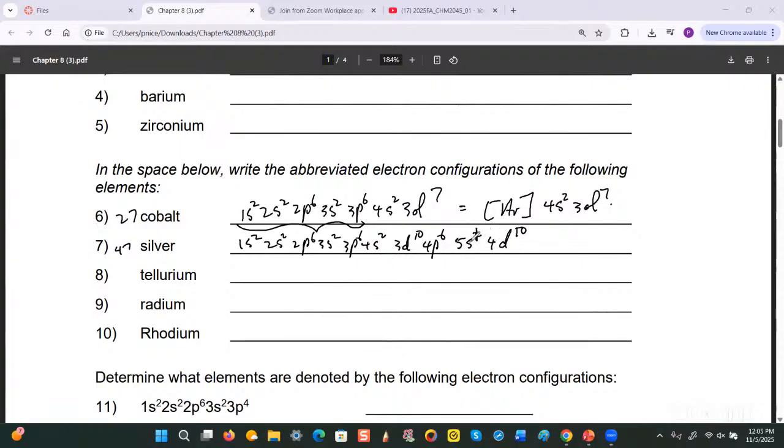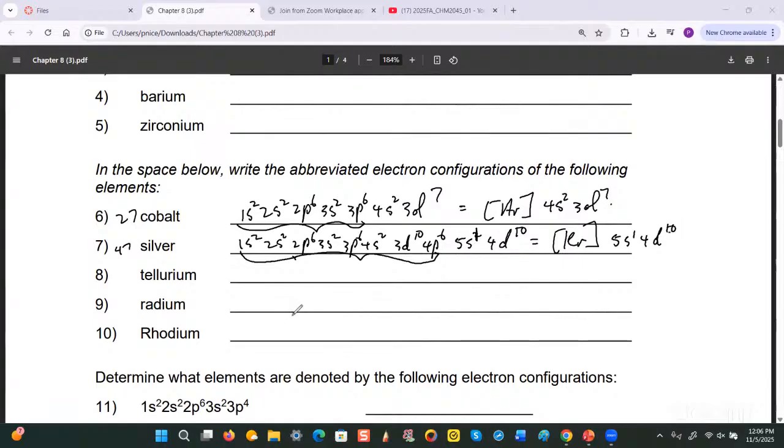So that would be the full configuration, but we're asked for the abbreviated configuration. So again, we have to consult the periodic table and see what's the group 8 element that comes before silver. Krypton. What's the atomic number of krypton? 36. So this here is basically the electron configuration of krypton. So all we have to do after this is 5s1, 4d10, and that's it.